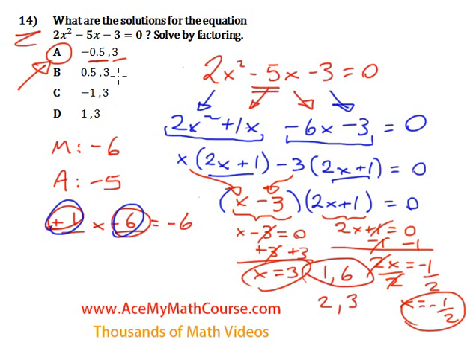Hopefully no one's going to get confused with the decimal here. Of course, we have fractional form of negative half over there, negative 0.5 over here, which is the correct answer. And that's it. We're done with question number 14.